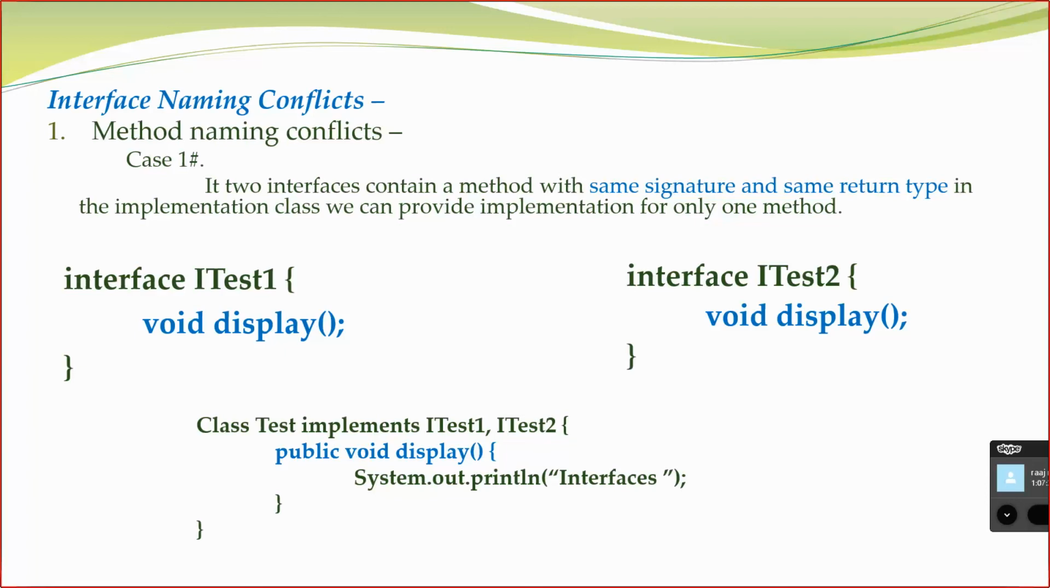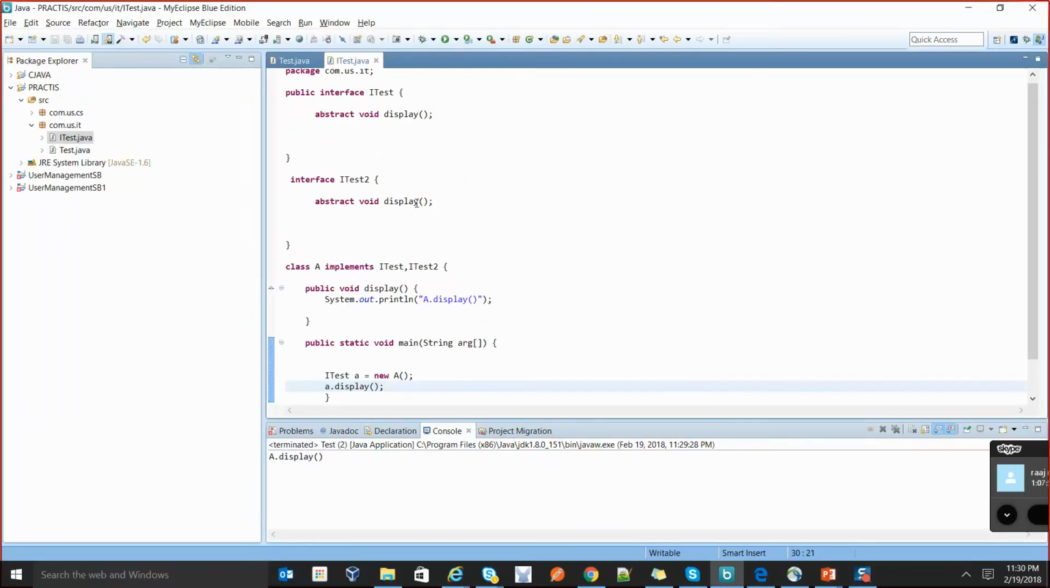Now, suppose you have two different interfaces, I test one and I test two, with different argument types. What happens in that case? Both are different methods. Suppose you have int i, and you implemented both interfaces. That means you have to implement this one also, because the method name is the same but the arguments are different. That means you have to define this method also, right? Clear?